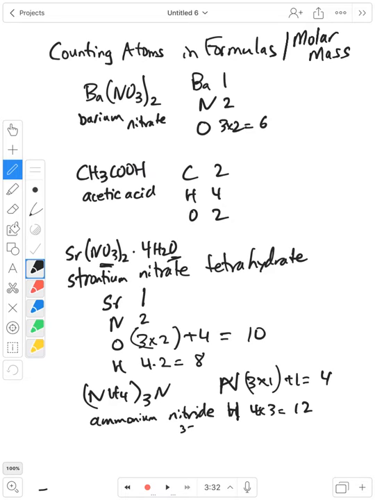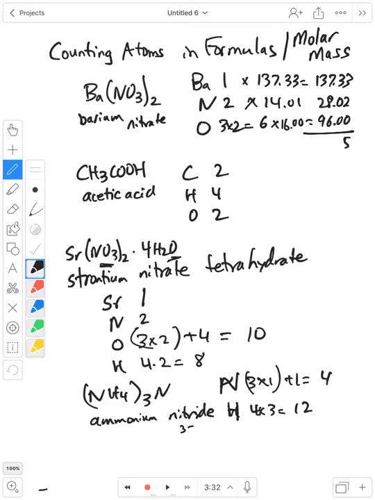So in barium nitrate, we've got 1 barium times 137.33, and we've got 2 nitrogens times 14.01, and we've got 6 oxygens times 16.00. And that will add up to 261.35 grams per mole.